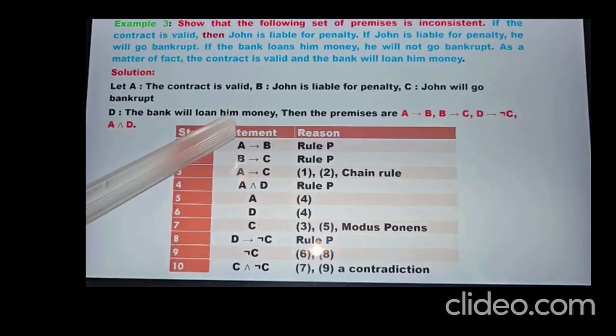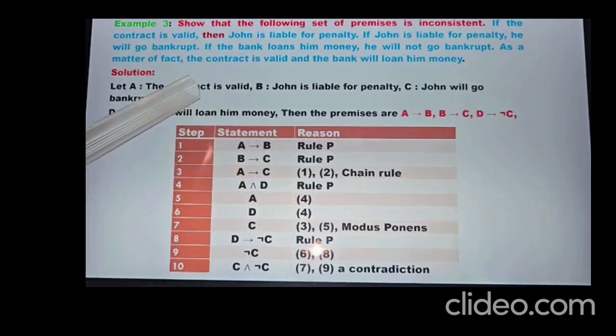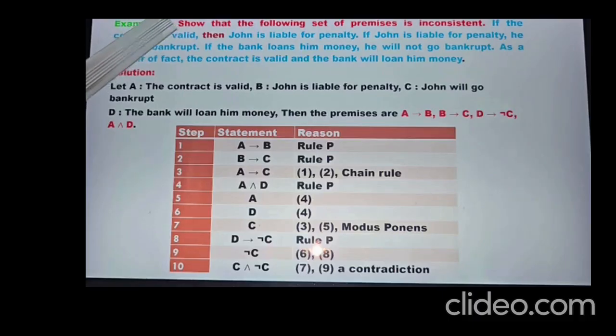Show that the following set of premises is inconsistent, as usual in the last problem. Here the problem is: if the contract is valid, then John is liable for penalty. If John is liable for penalty, then he will be bankrupt. If the bank loans him money, he will not be bankrupt. As a matter of fact, the contract is valid and the bank loans him money.